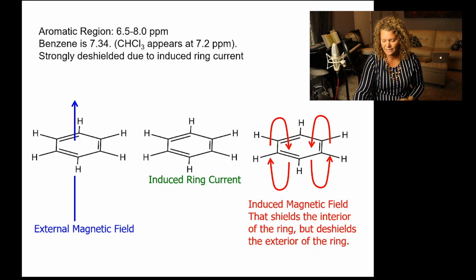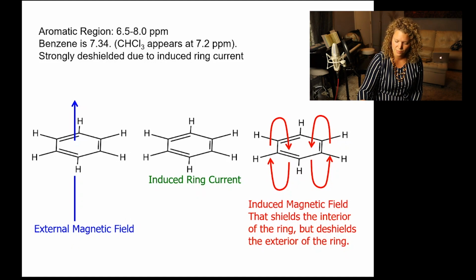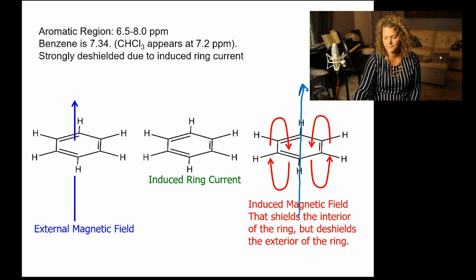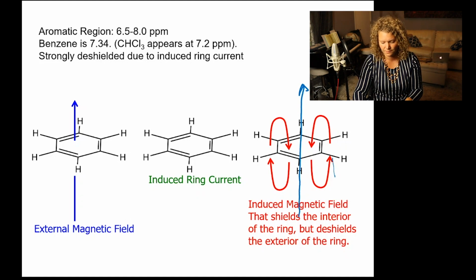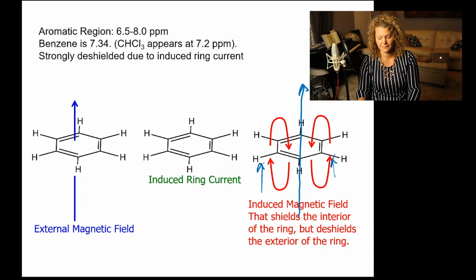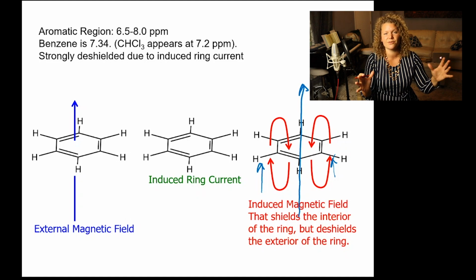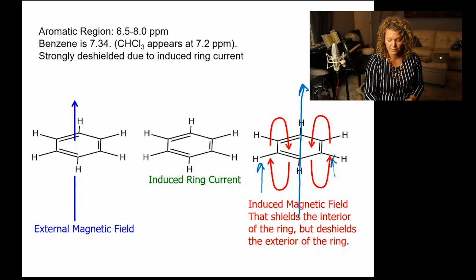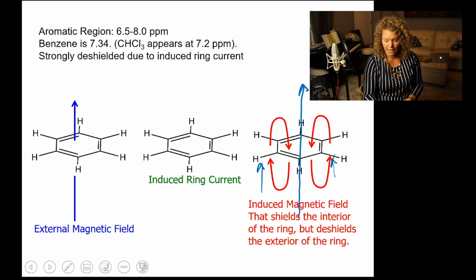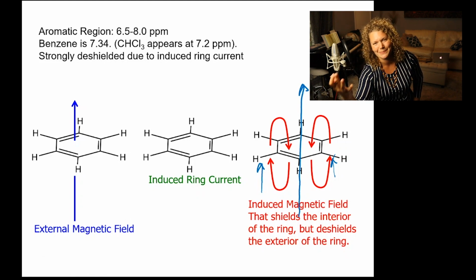Our protons here are de-shielded. So remember our external magnetic field is going this way. The ring current is going against the field on the inside of this ring. However, it's going with the field. Notice how this is going with the field on the outside of the ring. So it de-shields the exterior of the ring. So the protons attached to an aromatic ring are de-shielded. They feel the force of the external field greater than on the inside, but there are no protons on the inside.